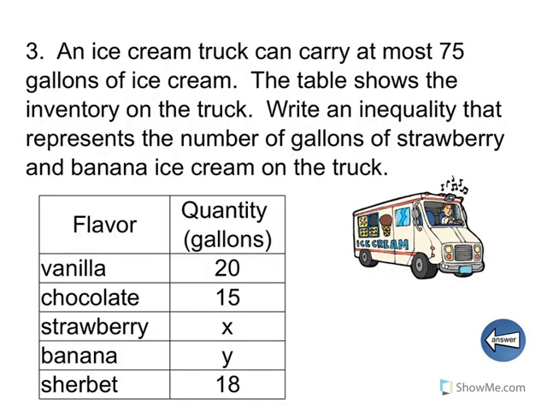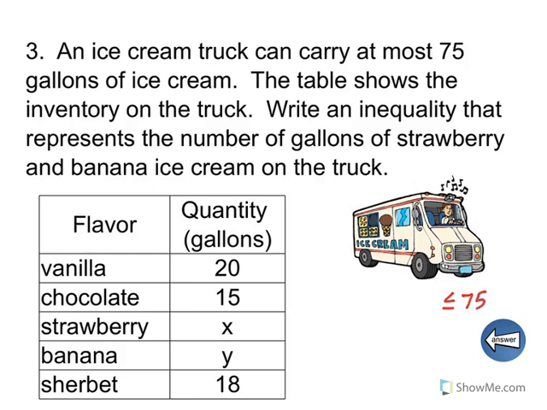All right. Here we have an ice cream truck that can carry at most 75 gallons of ice cream. The table shows the inventory on the truck. Write the inequality that represents the number of gallons of strawberry and banana ice cream on the truck. So we know that at most it can carry 75 gallons. So at most, so less than or equal to 75, because it can't be more than that.